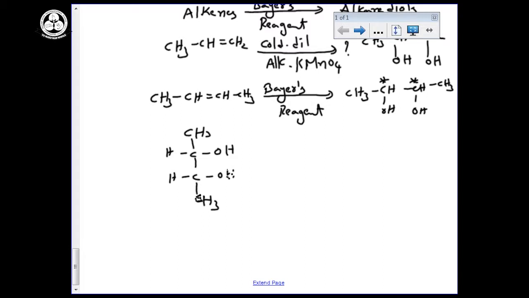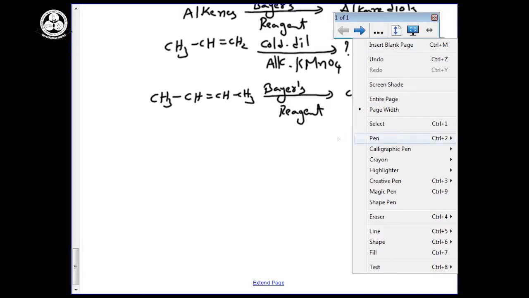Here I am doing the syn addition. Syn addition means OH will be attached on the same side. I am taking the cis compound and doing the addition. We can get the OH attached on the same side. Sorry. See, the same compound.